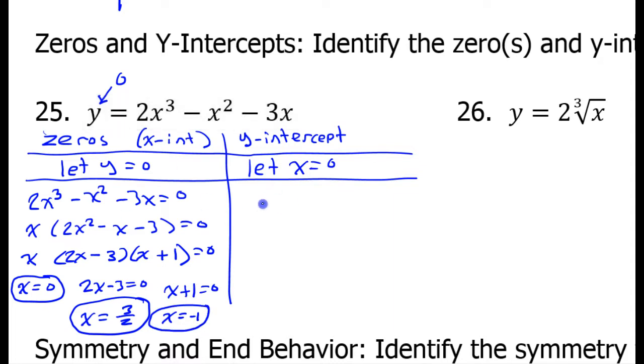The y-intercept is much easier. If I let x equal 0 and find y, that means y will equal 2 times 0 to the third power minus 0 squared minus 3 times 0. Well, that's just going to give me 0. These zeros are going to wipe out everything. So the y-intercept is 0, 0.